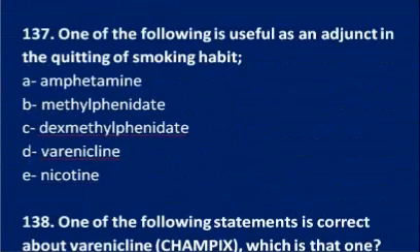Now the seventh MCQ: one of the following is useful as an adjunct in the quitting of a smoking habit. So options are amphetamine, methylphenidate, dexmethylphenidate, varenicline, nicotine. Actually, varenicline is used as an adjunct in the quitting of a smoking habit. So D is the correct option here.